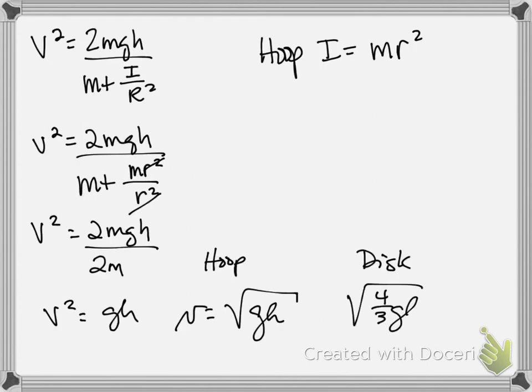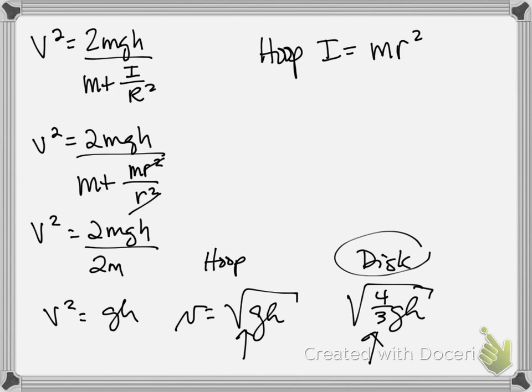And so you can see that at any point, regardless of what h is, the disk is going to be moving faster because this has a 4/3 here and this has a 1 here. So the disk is moving faster at any point. So the disk is going to win the race down.